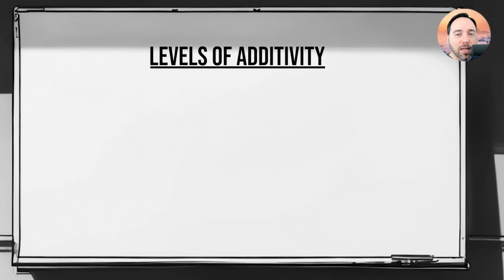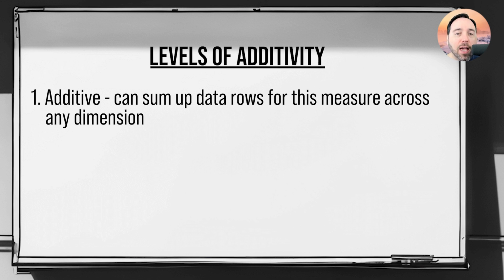There are 3 levels we tend to consider in warehousing. The first is the simplest and best for us. A particular measure is additive. In other words, we can sum up data rows for this measure across any dimension without a problem. In our example, the dollar amount employees spend is additive. I can sum up the total dollars spent and that works.